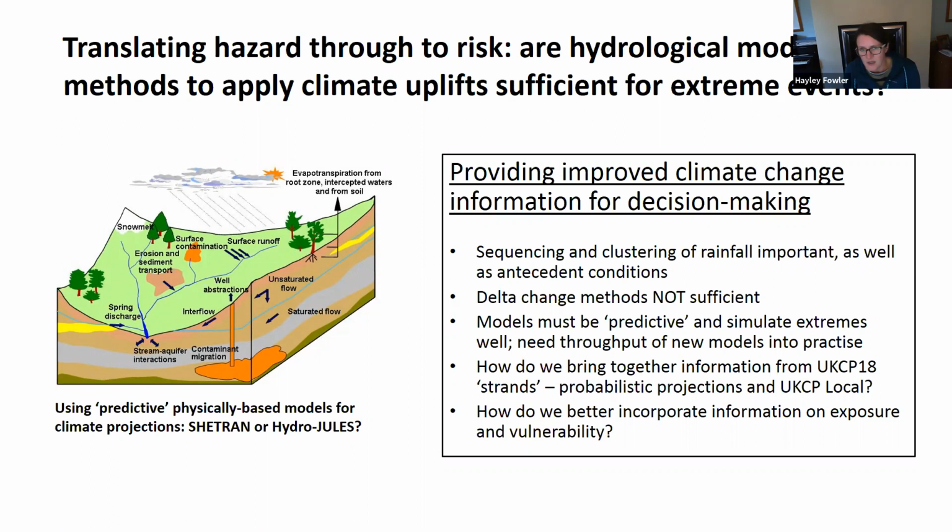And we need to be thinking more clearly about how we take information from these sophisticated climate models that we now have, rather than using simple delta change from our probabilistic projections, for example. How do we bring together information from all of the different strands of UKCP18 in the most intelligent way? And how do we better incorporate information on exposure and vulnerability?